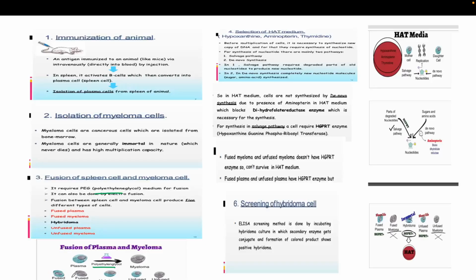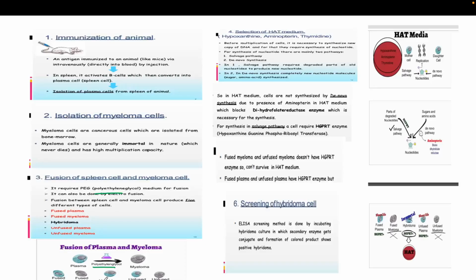Okay, so plasma cells can fuse together and form the fused plasma. Likewise, myeloma cells can fuse together and form the fused myeloma. The third one is the combination of these two, plasma and myeloma, that can create the hybridoma cell.